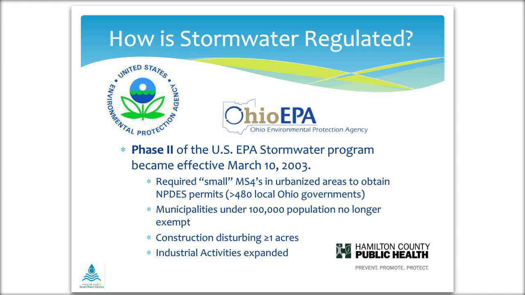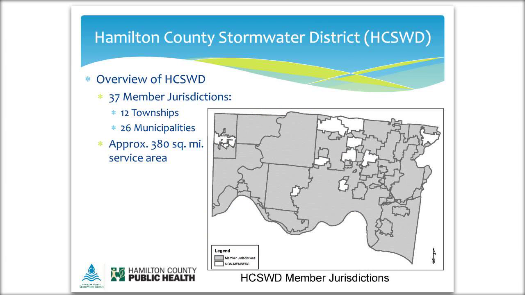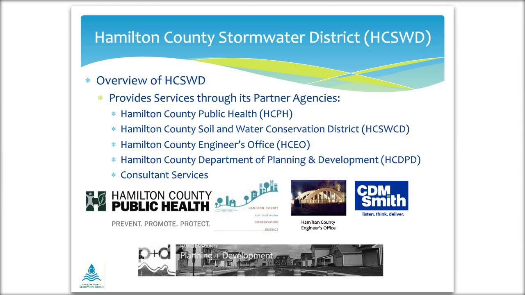And here in Hamilton County, the way we tackled that problem is we created a stormwater district, so that if you decide you want us to provide those services to you, we will do that. You can see the map here of who's included. This map's a little out of date, but it shows there are a few communities who do their own stormwater, which is perfectly fine. But what we did here in Hamilton County was offer that service, and rather than create a whole new agency, we actually use partner agencies, and that's where Hamilton County Public Health comes in.